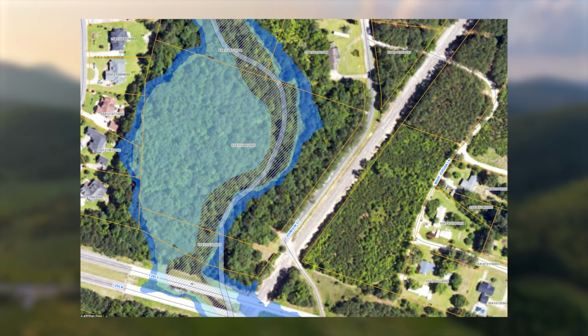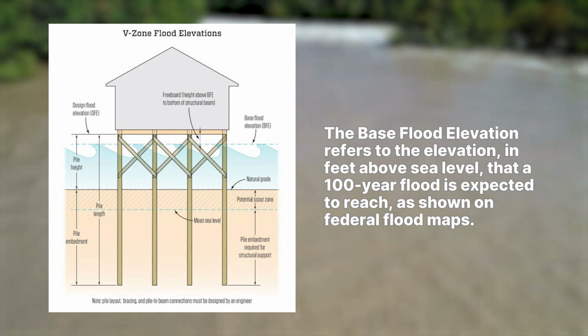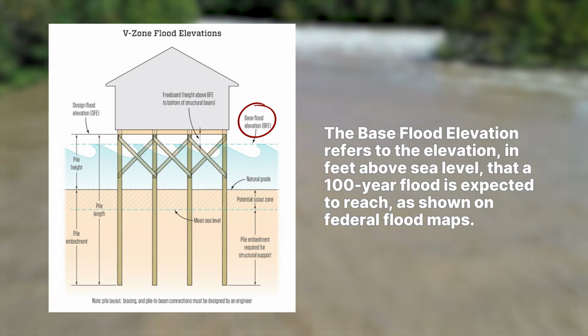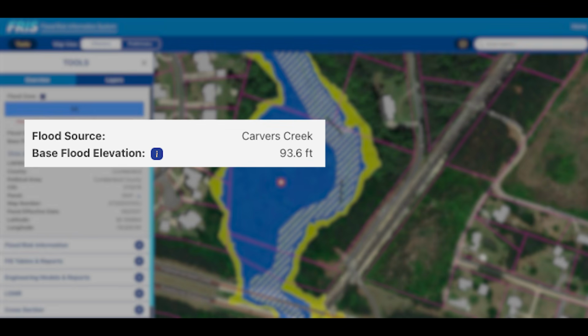Now, the actual height of the floodwater above sea level is what is called the base flood elevation. And the base flood elevation is the height of the water of the 100-year flood zone in terms of number of feet above sea level. According to the state FRIS maps, that is 93.6 feet for this flood zone.